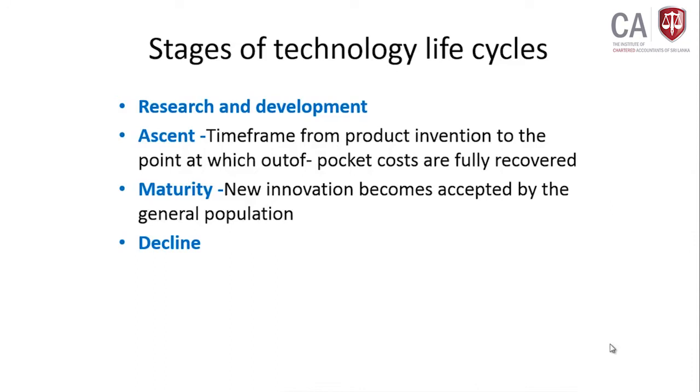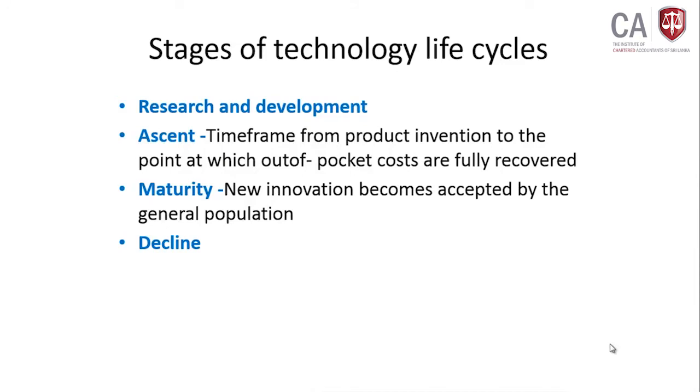So, there is research and development. Through research and development, you are going to innovate a new product based on the facts that you have from the previous 5 years. R&D is the main concern at the initial stage, because without R&D, you cannot implement a very good new product. The time frame runs from product invention to the point at which out of pocket costs are fully recovered. Now, you have developed the product, put it to the market and sold it. Now, you have recovered the cost.